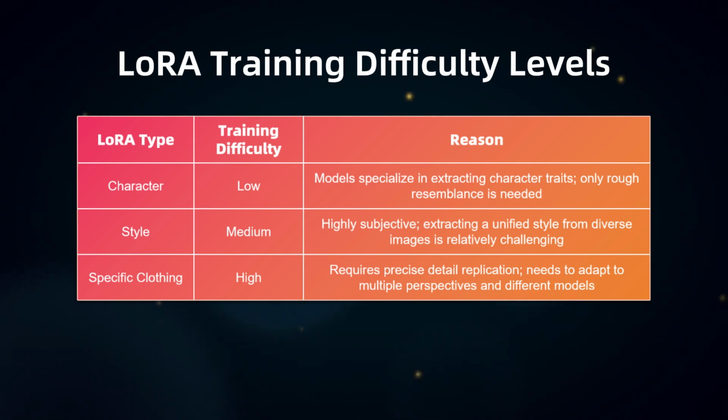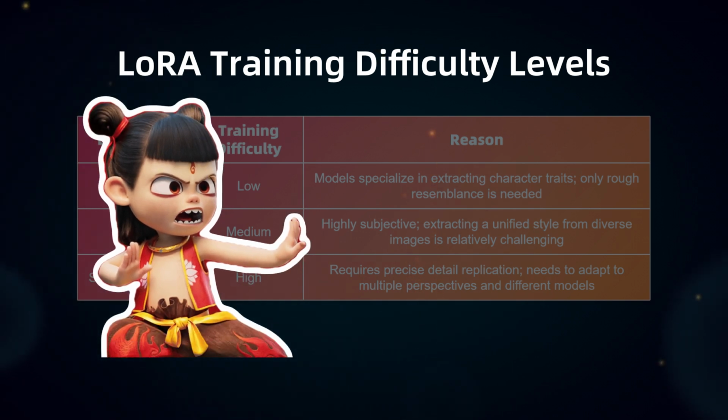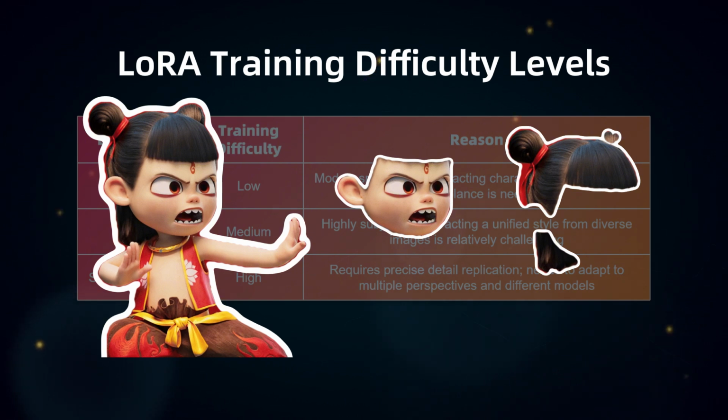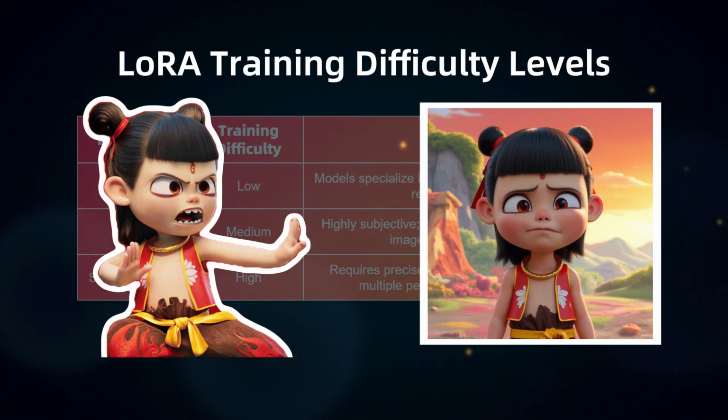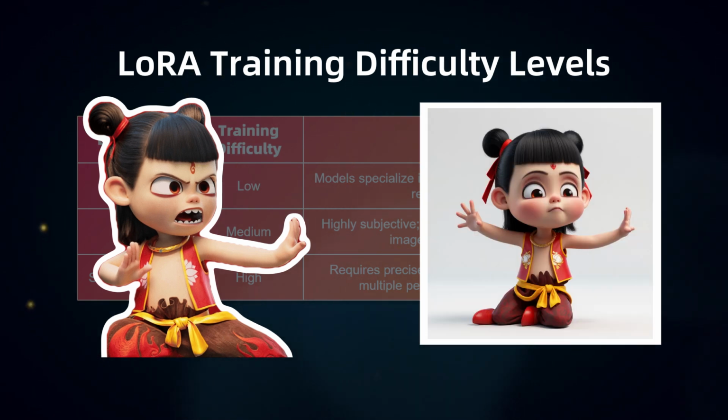Let's first talk about the difficulty levels of the 3 LoRAs we'll be working with today. Character LoRA is the easiest. Since it only needs to focus on appearance features, such as face shape, hairstyle, and skin tone, the model, Flux, already handles this well. Even if there are slight variations in the final images, users tend to be very tolerant of these differences.